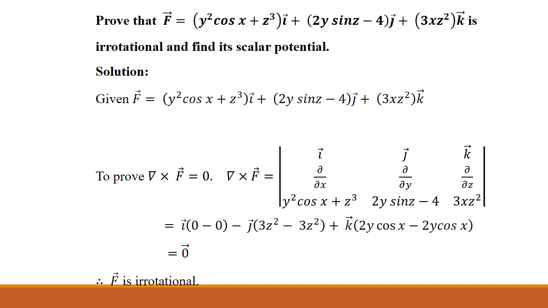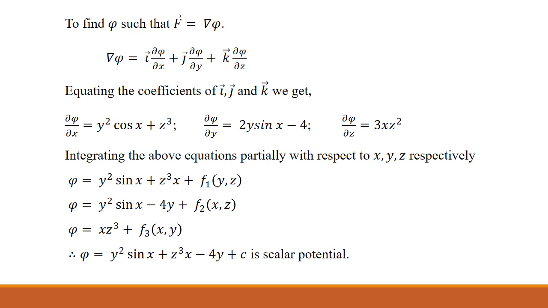Next, find its scalar potential. Here, scalar potential is represented by del pi. Therefore, del pi equals vector i into dou pi by dou x plus vector j into dou pi by dou y plus vector k into dou pi by dou z. Comparing f vector and del pi, f vector is equal to del pi. Comparing the coefficients of i vector, j vector, k vector, we get dou pi by dou x equal to y square cos x plus z cube. Dou pi by dou y equal to 2y sin x minus 4. Dou pi by dou z equal to 3x z square.